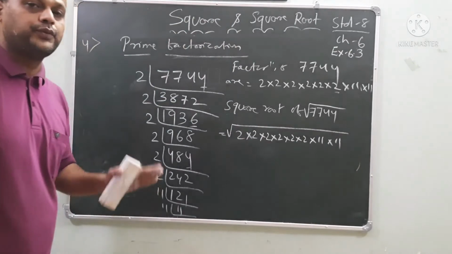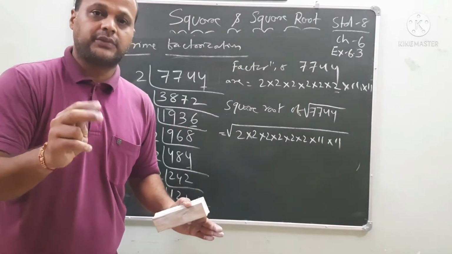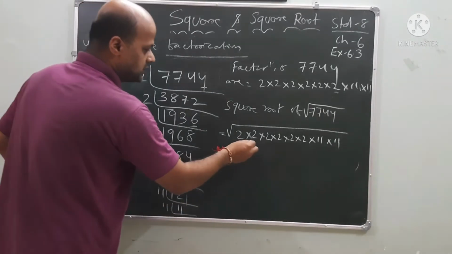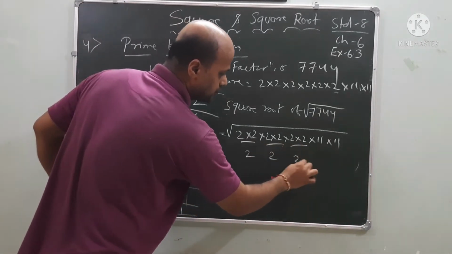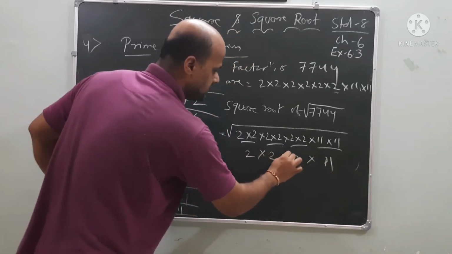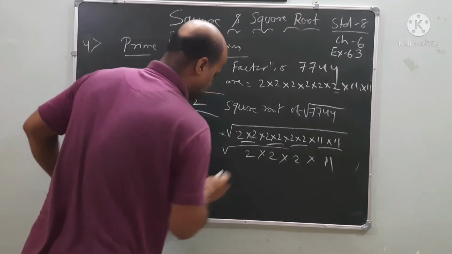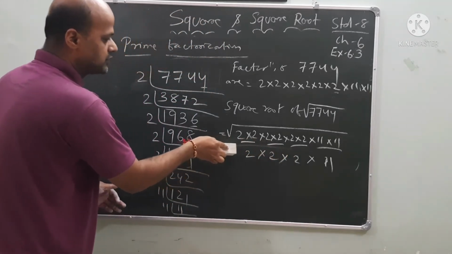As I told you, if you are putting the square root symbol, it means out of two similar numbers you have to take out one. Out of two 2s, one 2; two 2s, one 2; two 2s, one 2; and two 11s, one 11. So multiply these four. Again the square root will not come, because we have taken out the square root.